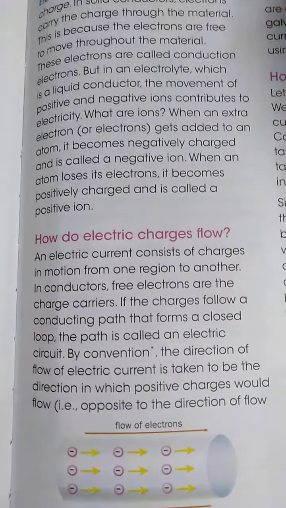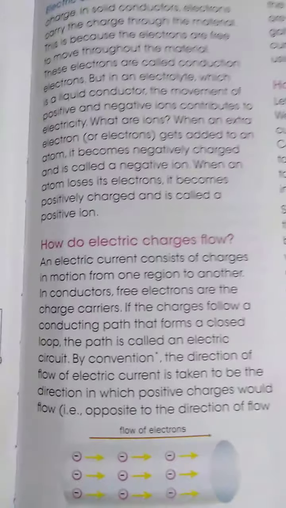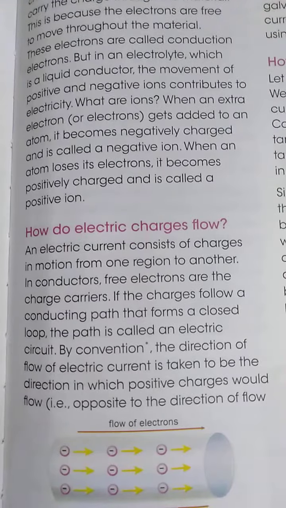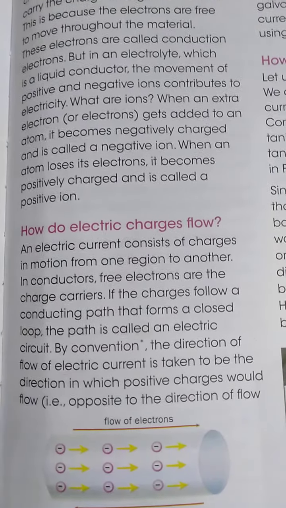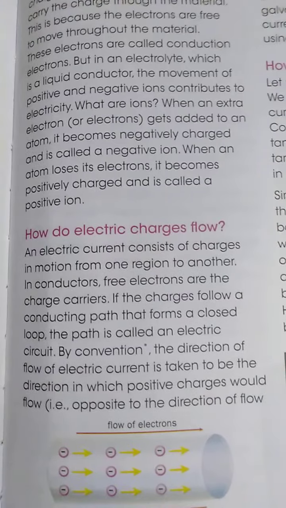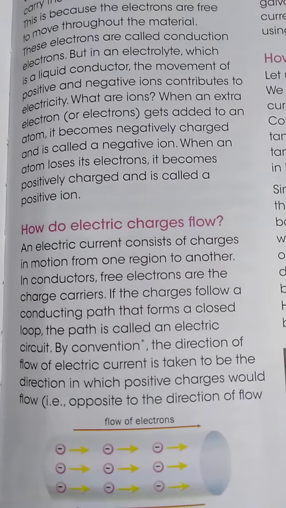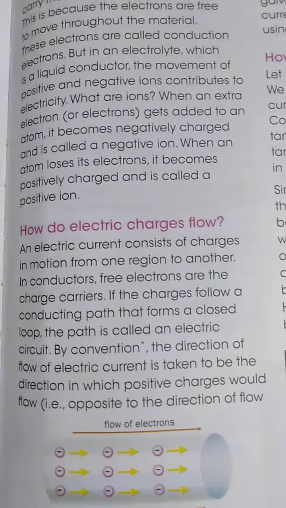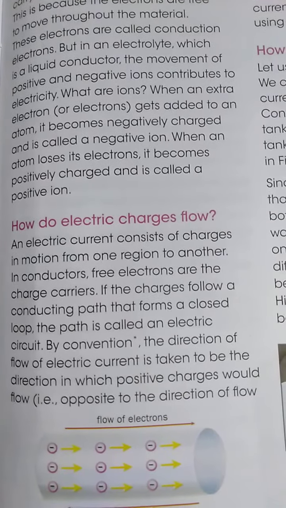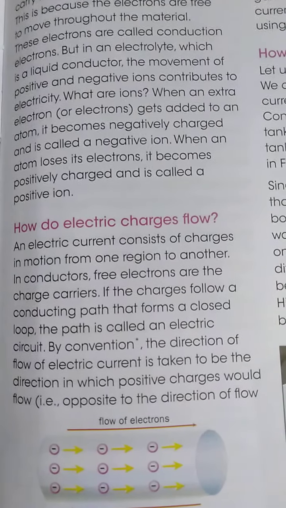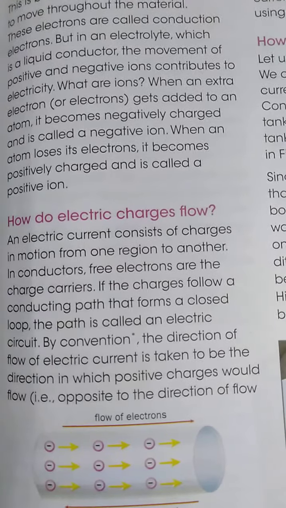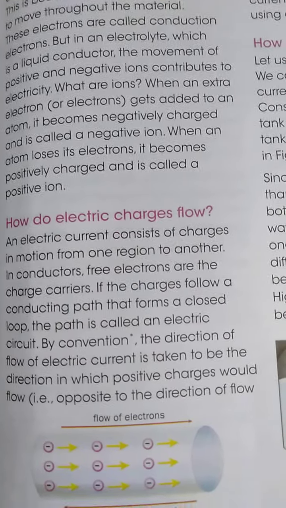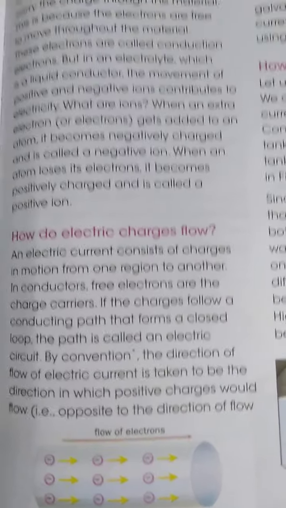How do electric charges flow? As I told you, electric charge flows through a conductor which contains a large number of free electrons. When a potential is applied across the ends of the conductor, then these free electrons, which normally move randomly, start moving in a definite path. And this conducting path forms a closed loop, which we call the electric circuit.